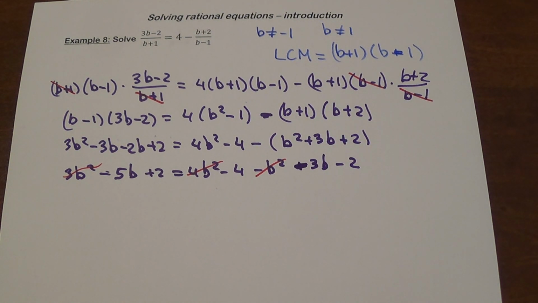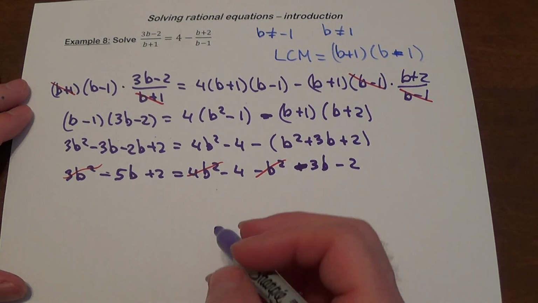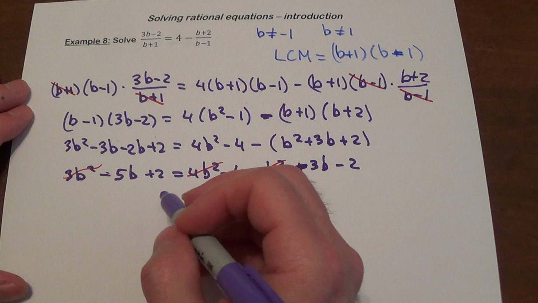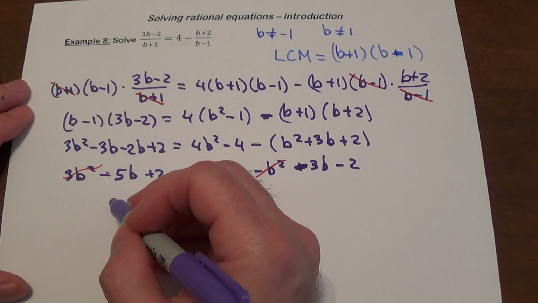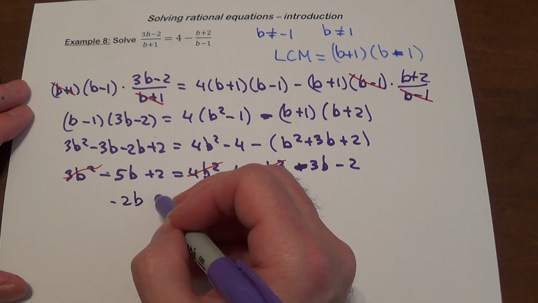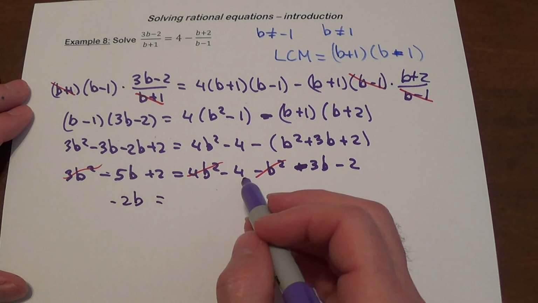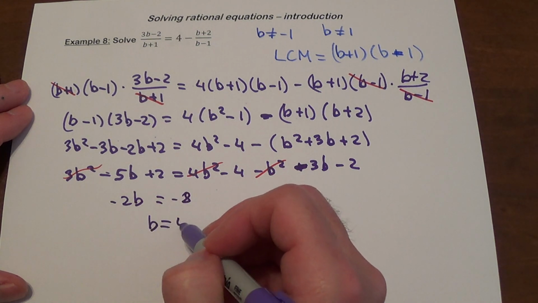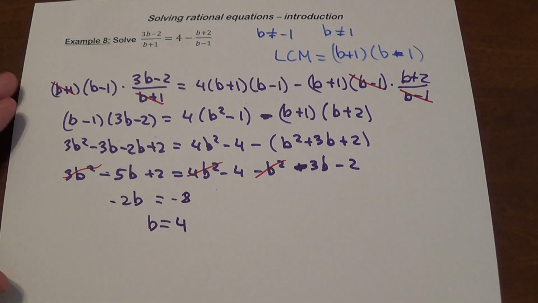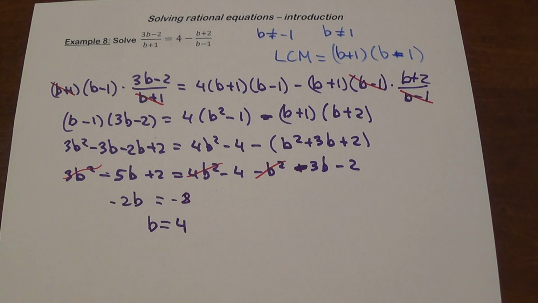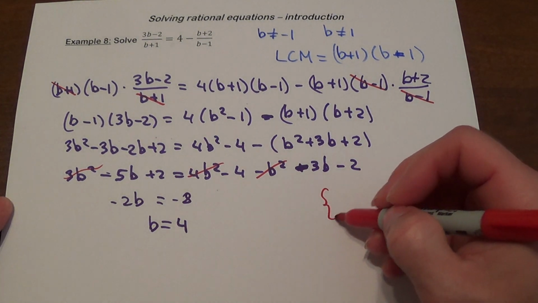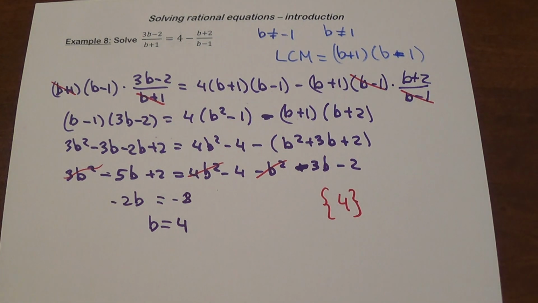And what are we getting here? Let's see. So if I bring b's on this side, that's going to give me negative 2b here. And on the other side, I'm going to have 4 minus 2 minus 2, negative 8. So b equals 4. That's not any of the excluded values. So 4 is a good answer. We are going to keep it. And that's what we get.